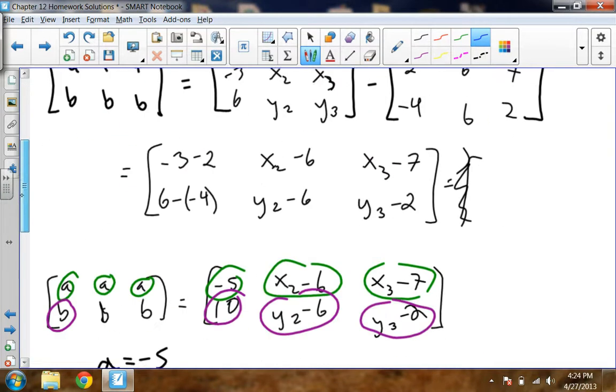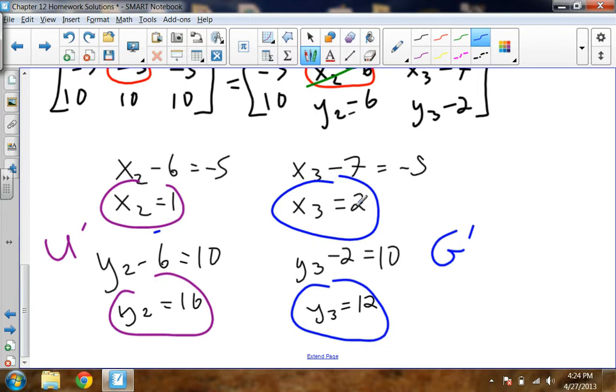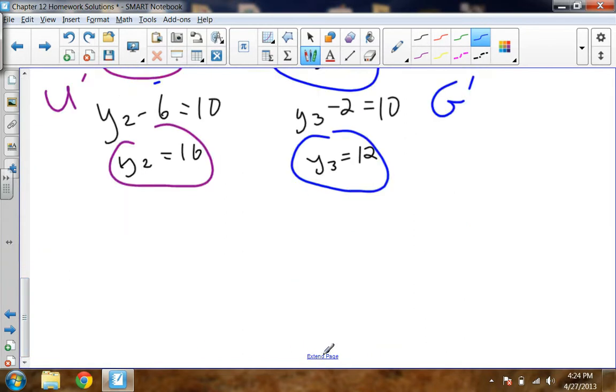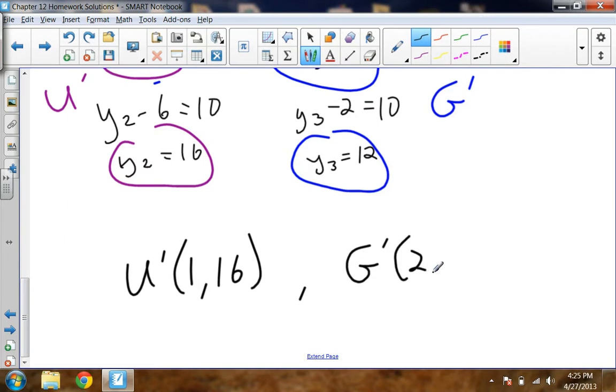Now I'm just putting it back into this matrix. I might as well just solve for, or put them in as coordinate points. But g prime is at 2, 12. Let's put them up here. 2, 12. So if you want to write your actual answer, and let's see if I remember those points exactly, we'll have u prime at 1, 16, and g prime is at 2, 12.